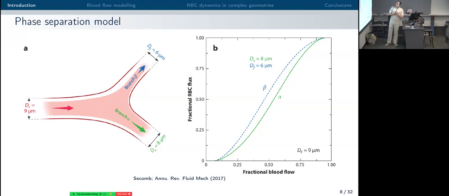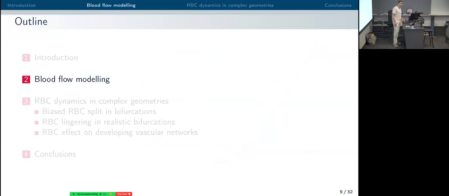So the main takeaway message here is you don't have to understand at this point why the curve looks like this. You can read about that in the original papers. The main message is you don't have the diagonal line. You have a function that looks different than a straight line. And that means you get different volume fractions of blood in different branches. And that is simply a size-based effect: the size of the red blood cells compared to the vessel.